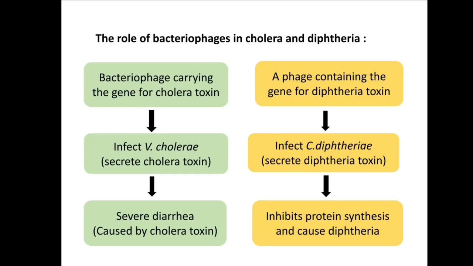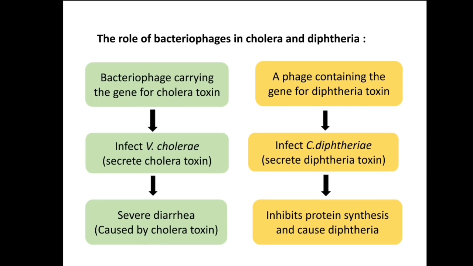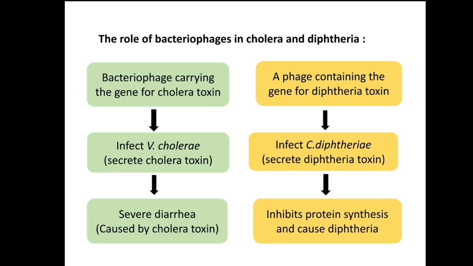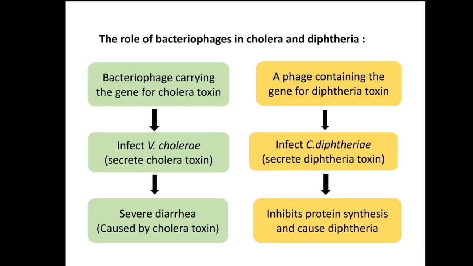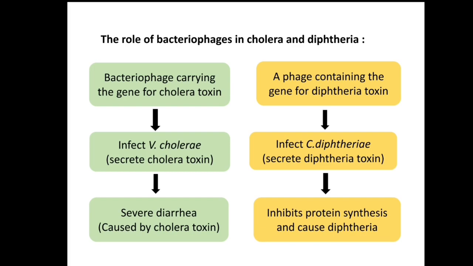Now we have to know about the role of bacteriophage in cholera and diphtheria. Firstly, in cholera, bacteriophages carrying the gene for cholera toxin infect Vibrio cholerae, causing it to secrete cholera toxin, and this leads to the severe diarrhea caused by cholera toxin. In diphtheria, a phage containing the gene for diphtheria toxin infects Corynebacterium diphtheriae, which secretes diphtheria toxin, and this leads to inhibition of protein synthesis and causes diphtheria. This is the easiest way of explaining the role of bacteriophage in cholera and diphtheria.